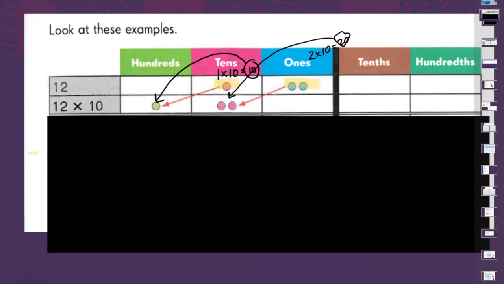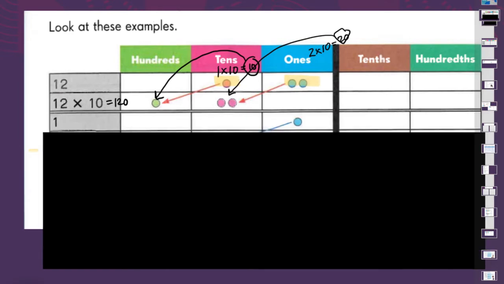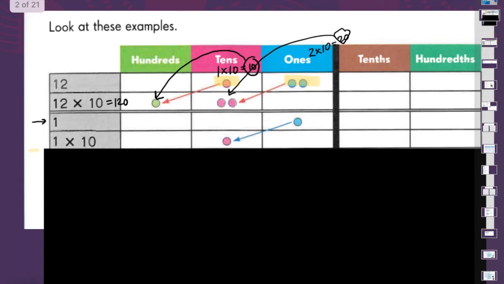Okay, so notice what's happening here. Now I have 100 and 2 tens, 120. Let's look at 1. What happens if we multiply 1 times 10? Here's our place value chip of a 1 in the ones place. If we multiply 1 times 10, 1 times 10 gives us 10, and 10 ones can be regrouped into 1 ten. So we have 1 place value chip in the tens place. See if you start noticing some patterns about what's happening to the number when multiplied by 10.